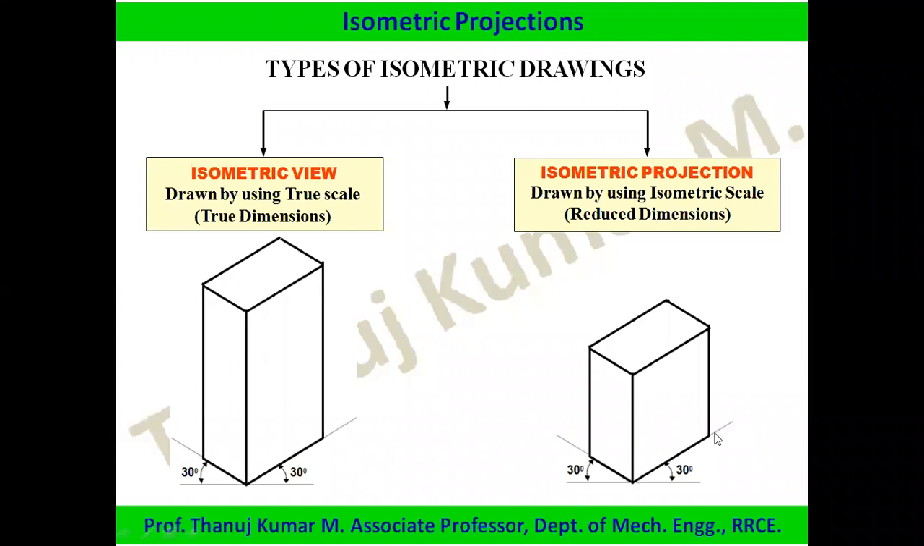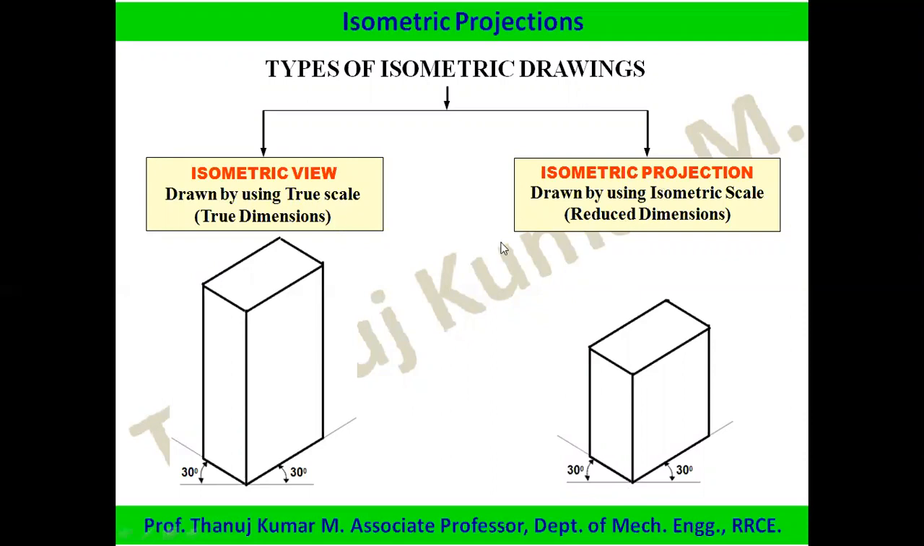Whereas when I draw isometric projections, then this will be reduced. This is 30 mm. 30 mm into 0.8164 will be the value of this length. 20 mm into 0.8164 will be the value of this length. Similarly, this length will be 60 into 0.8164. You have to multiply the given value with 0.8164. That will be reduced. That is called the reduction scale. Okay, that is how we draw the difference between isometric views and isometric projections.